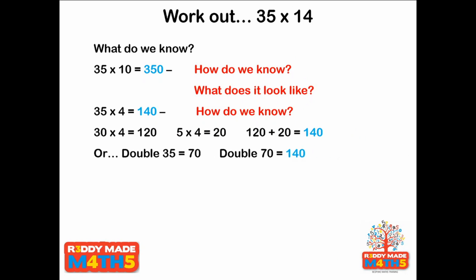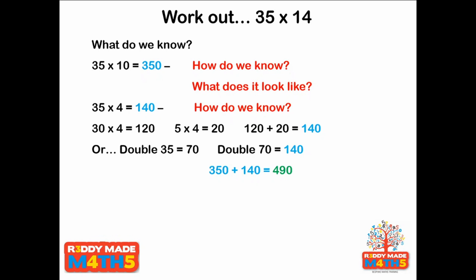The other alternative is just a double and double. Double 35 is 70, double 70 is 140, the strategies that we looked at yesterday. Whichever way you do it, your overall product is 350 and 140, which equals 490. But can it be done much quicker?